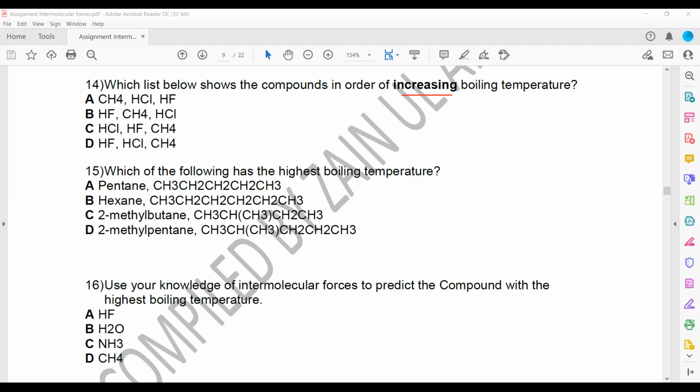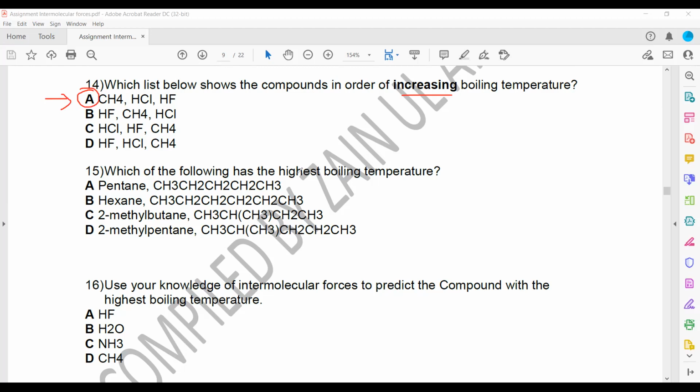because CH4 will have dipole induced dipole force, HCl will have dipole forces as well as dipole induced dipole, but HCl will have stronger dipole induced dipole forces because it has more electrons. But in HF, even though the dipole induced dipole force is weaker, the hydrogen bond is stronger. That's why it leads to a high boiling point. So A is the right answer.